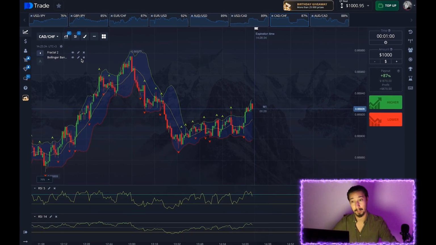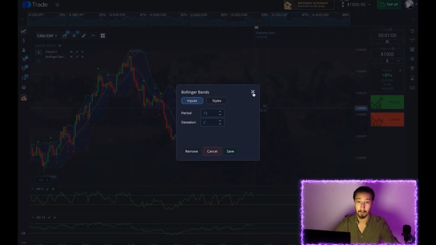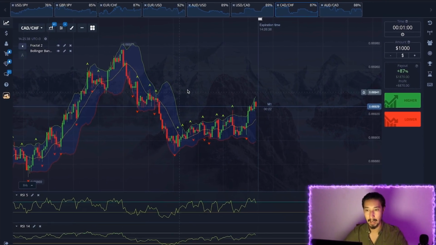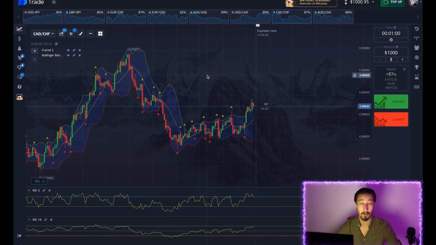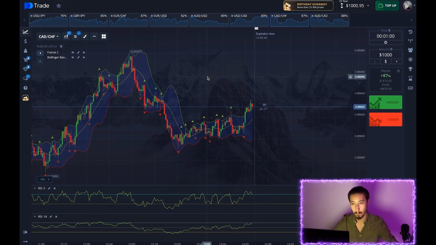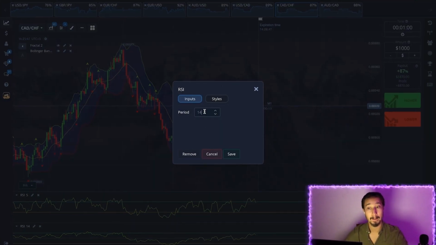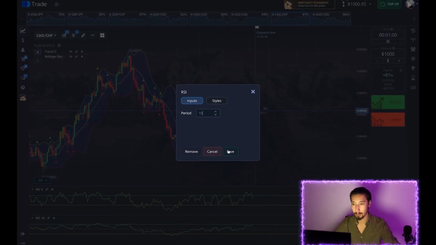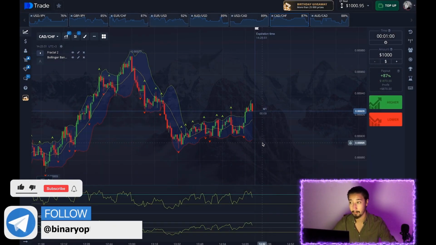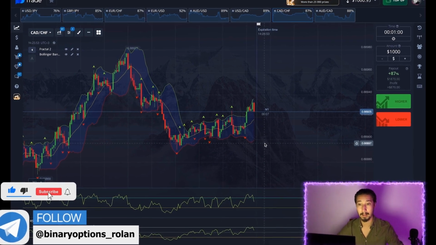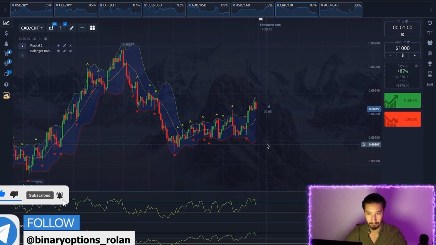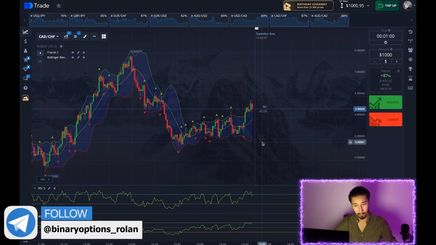The next indicator is Bollinger Bands with a period of 13 and deviation of 2. We also have a fractal with default settings and two RSI oscillators. The first one has a period of 5, the second one a period of 10. We leave the oversold and overbought areas at the default 70 and 30. Today we will focus specifically on these indicators.